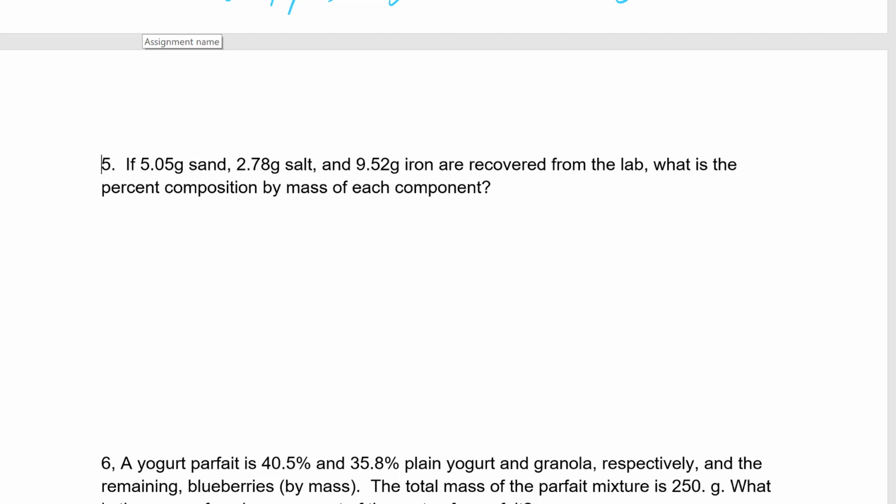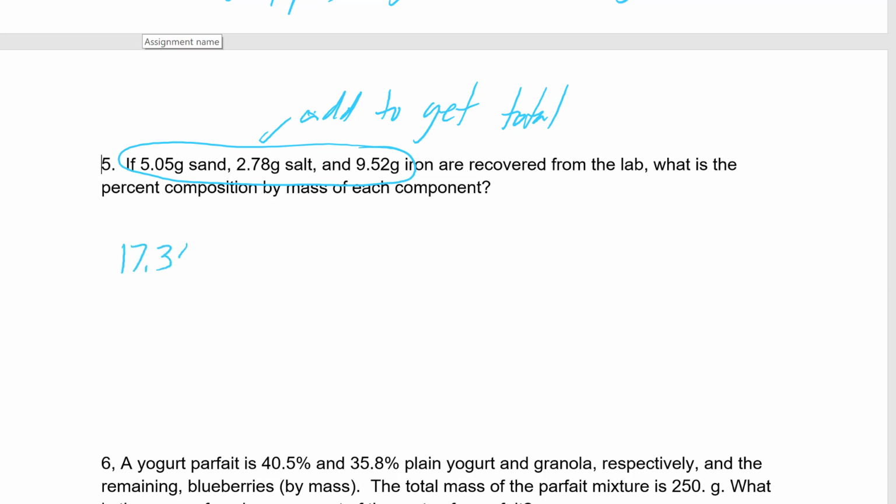So the first thing you have to do is add all of them together, right? So I'm going to do that in my calculator. So that's 17, right? Add to get total. 17, oops, let me erase that and try that again. 17.35 grams total.